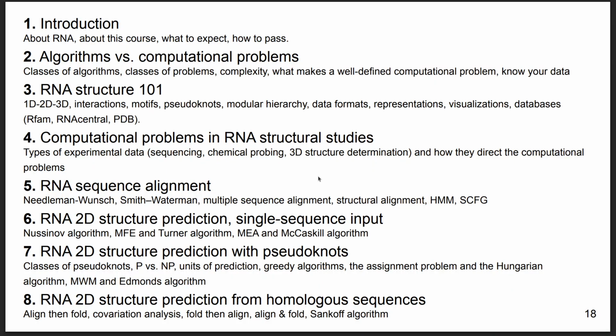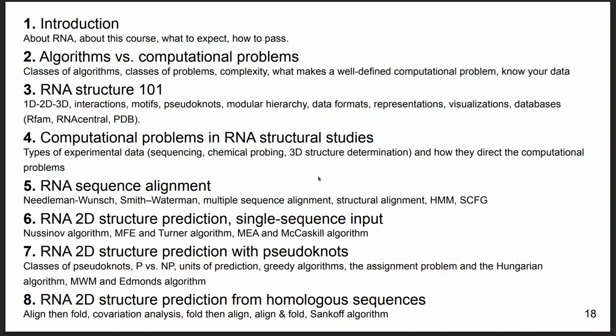So what content do we have in this course? We have 15 topics, which I will read in 13 lectures at the university. The first one is this introductory one. The second one is in general about algorithms and computational problems and what defines a good computational problem.